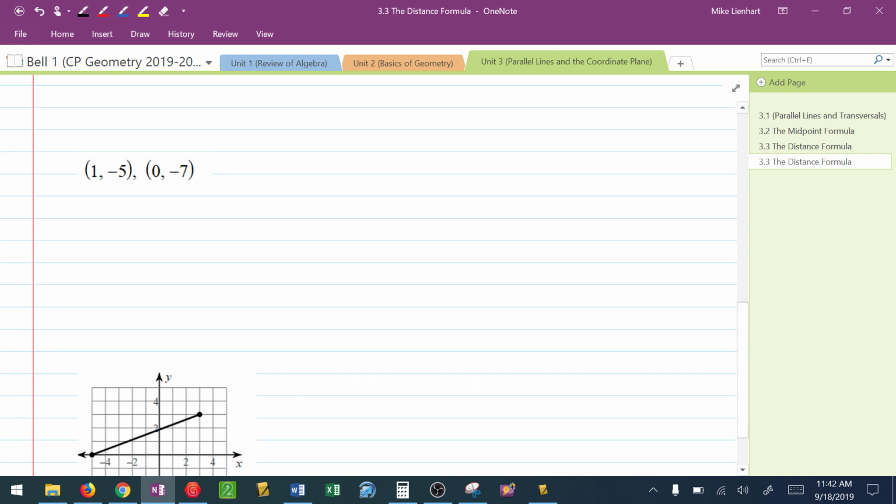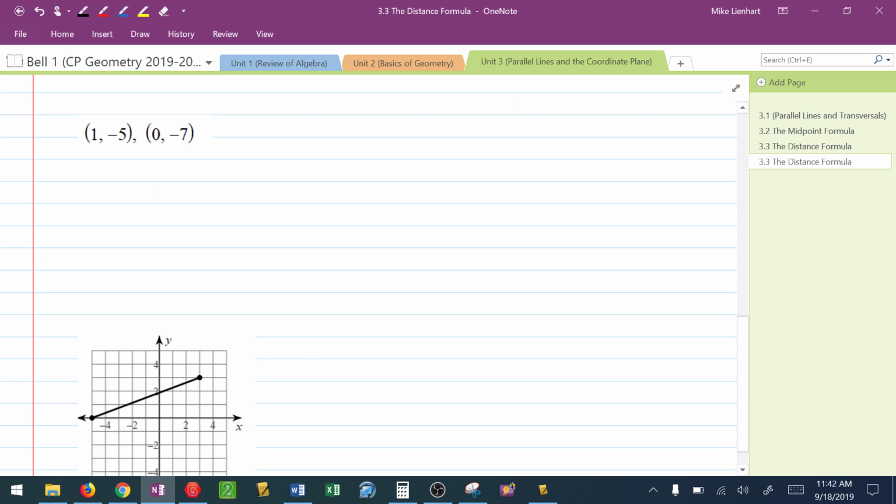All right, so let's look at this next one here. I'm going to find the distance by first subtracting the x's. 1 minus 0 is 1. And then square that result. 1 squared is still 1. I'm going to subtract the y's in the same order. -5 minus -7, which would be -5 plus 7, or 2 squared, which is 4. Therefore, I know that my distance is the square root of 1 plus 4, or the square root of 5.